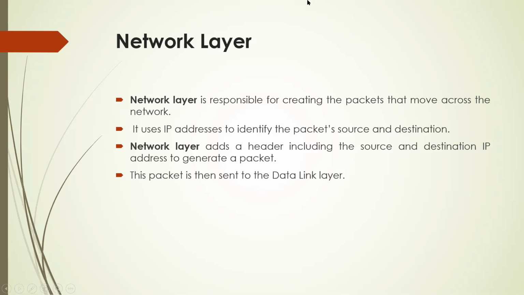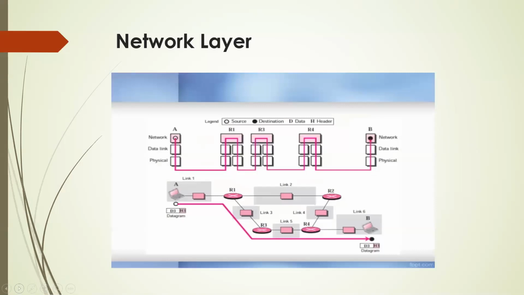In this network layer, it is important to know that each and every layer, when the data passes through that layer, adds a header and trailer to the message. Network layer also adds a header including the source and destination IP addresses to generate a packet. This is the diagrammatic representation of network layer.